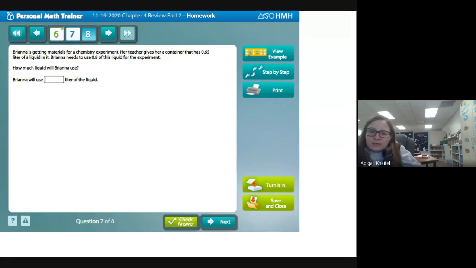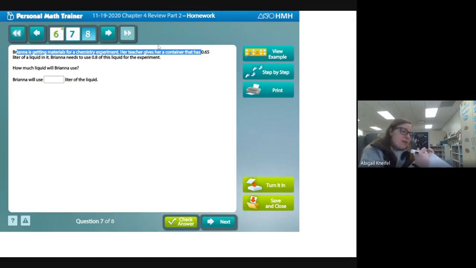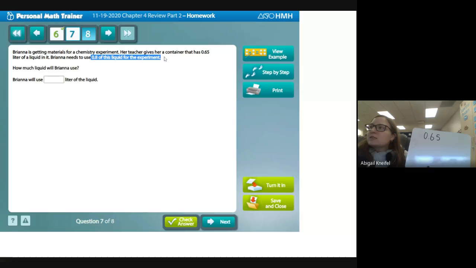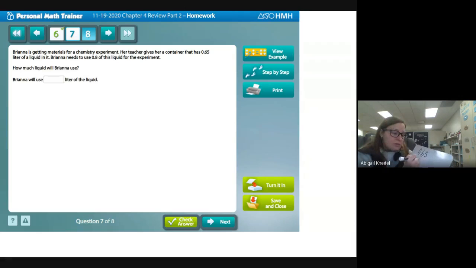All right. Let's see if we have time to finish the rest of our problems. Brianna is getting material for a chemistry experiment. Her teacher gives her a container that has 0.65 liters of liquid in it. Brianna needs to use 0.8 of this liquid for the experiment. So guess what? They gave us 2 numbers, right? We're multiplying decimals. We're just going to multiply the 2 numbers they gave us. That's it. I'm going to take out my decimal so I can put it back in later.